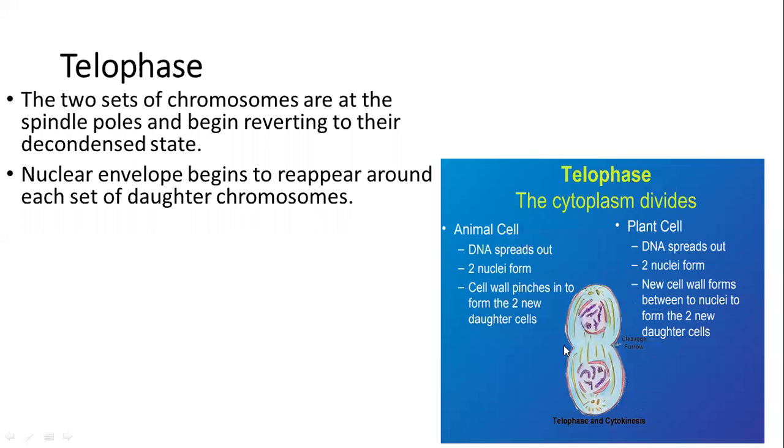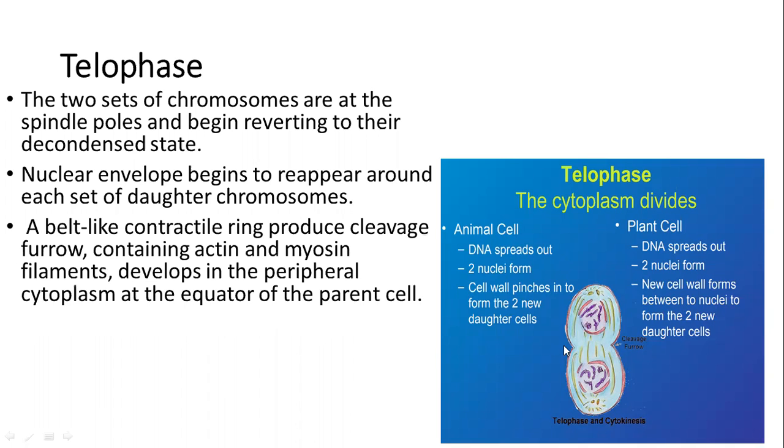So remember the nuclear envelope, the nuclear membrane which had disappeared in the prophase stage, is going to begin to reappear around each of the daughter chromosomes during the process of telophase.